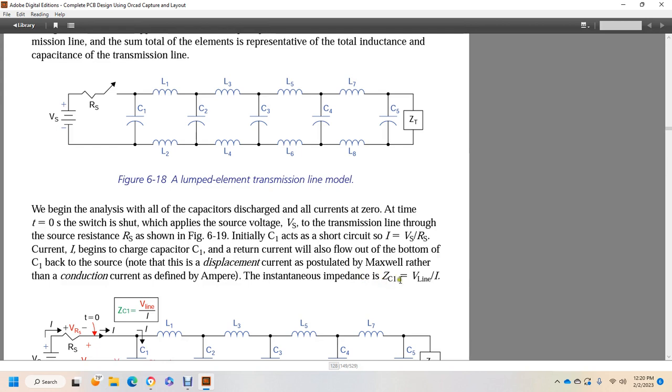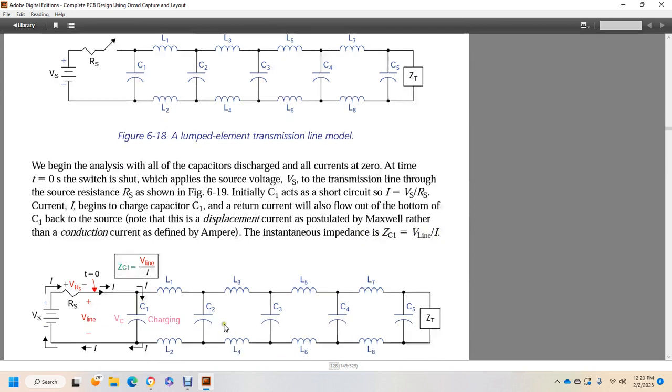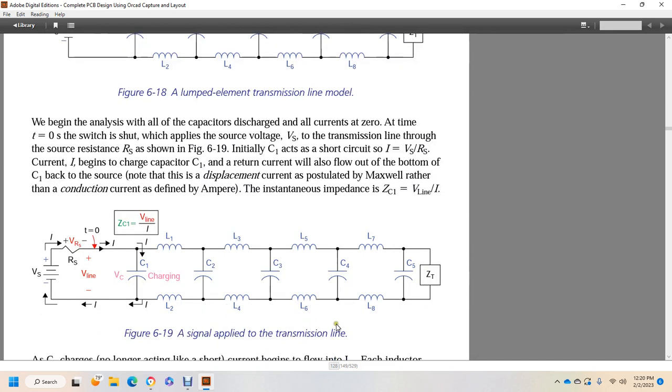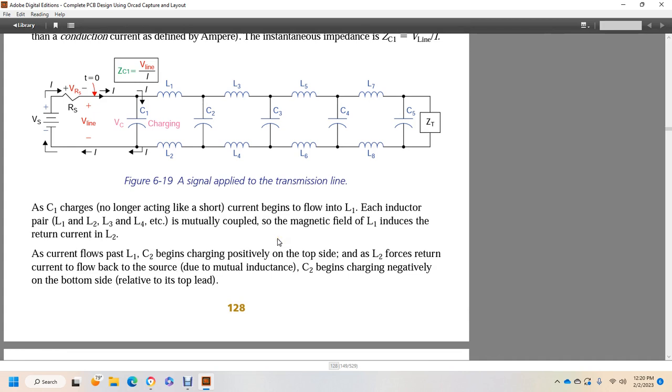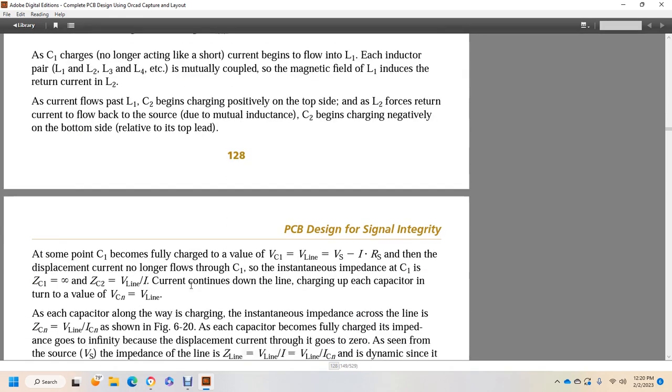The instantaneous impedance of capacitor 1 is equal to V line over I. Figure 6.19 shows the signal applied to the transmission line. As capacitor 1 charges, it no longer acts like a short, and current begins to flow through inductor 1. Each inductor, 1, 2, 3, and 4, etc., is mutually coupled, so the magnetic field of inductor 1 induces the return current in inductor 2. Capacitor 2 begins charging positively on the top side, and inductor 2 forces the return current to flow back to the source due to mutual inductance. Capacitor 2 begins charging negatively on the bottom side relative to the top lead.